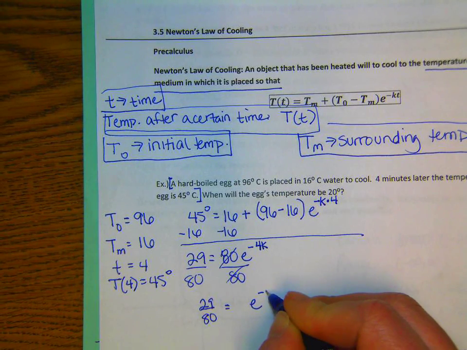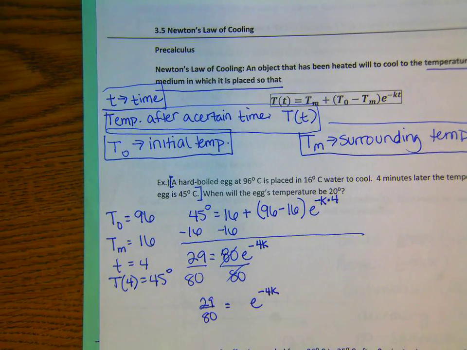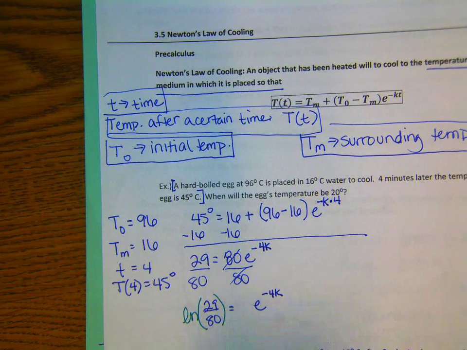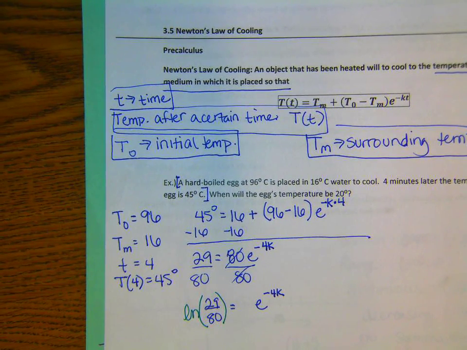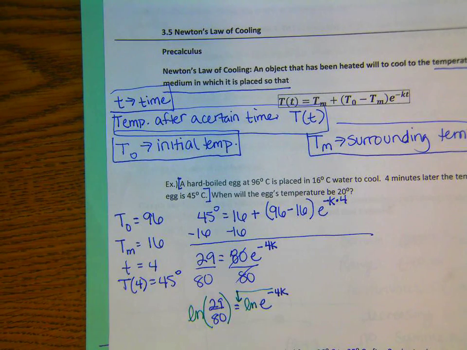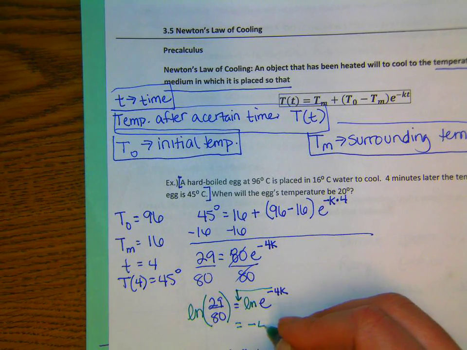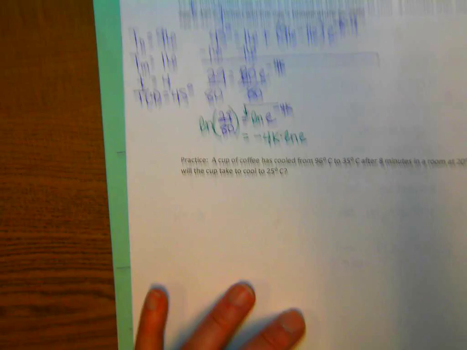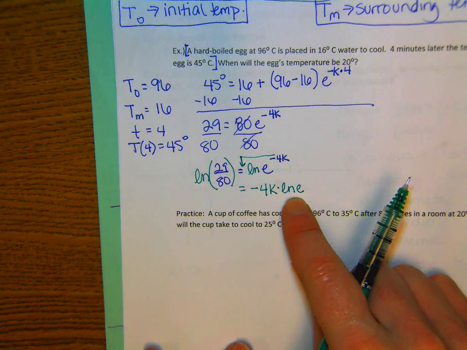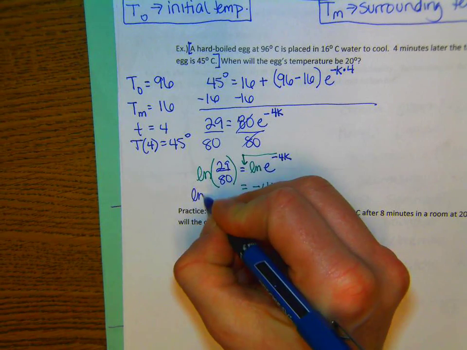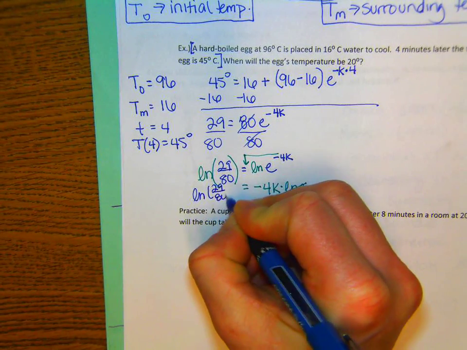I'm going to leave some space here. How do I bring that down? ln. Should we use ln or log? ln to save some time. Okay. That's going to bring that negative 4k to the front. So now I have negative 4k times natural log of e. Well, what is natural log of e? Isn't that 1? Can I cross it off then? And over here, I just had the natural log of 29 over 80.